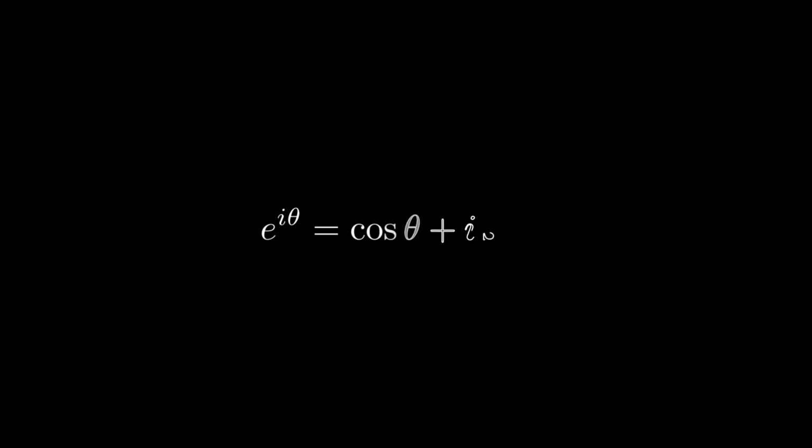Proof of Euler's formula without Taylor series. Okay, so today I'm going to prove Euler's formula that e to the i theta is equal to the cosine of theta plus i times the sine of theta. And I'm going to do it in a non-traditional way.